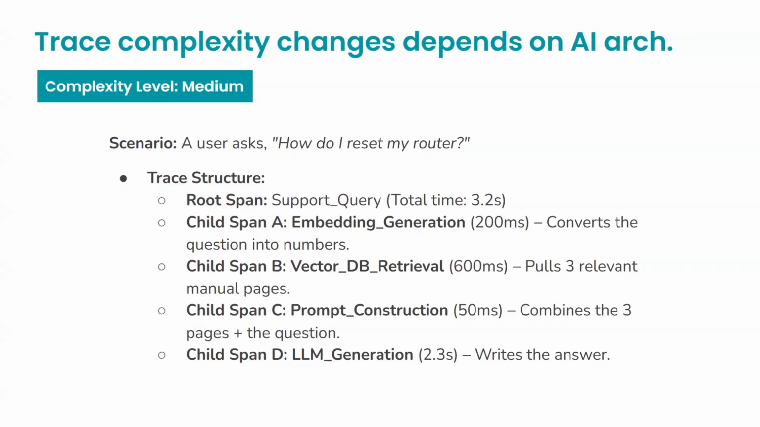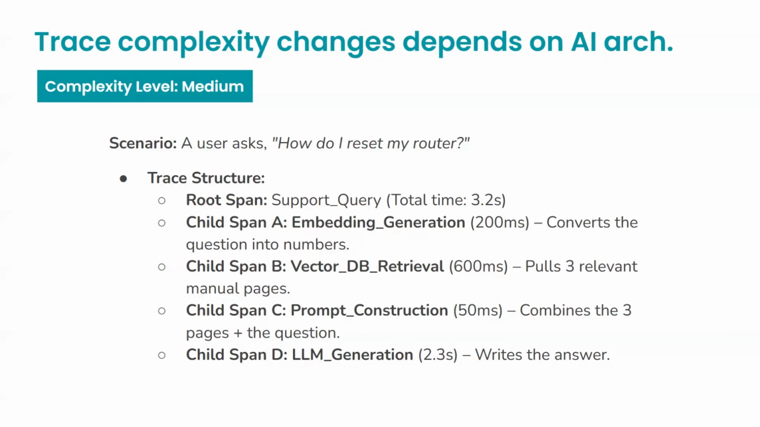At the top, we have the root span, which is support query, with a total latency of approximately 3.2 seconds. Notice that this is already significantly higher than the low complexity example. That's your first signal that more work is happening under the hood. Now let's break it down step by step.